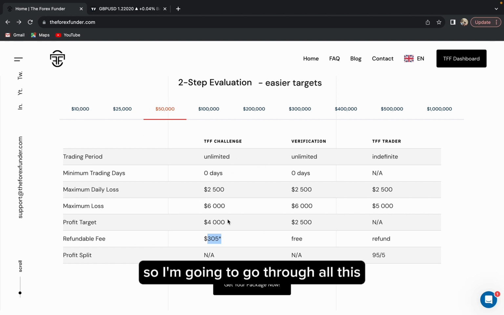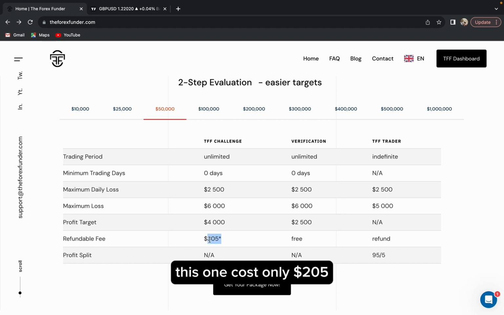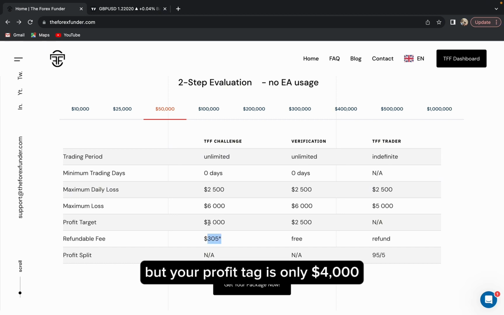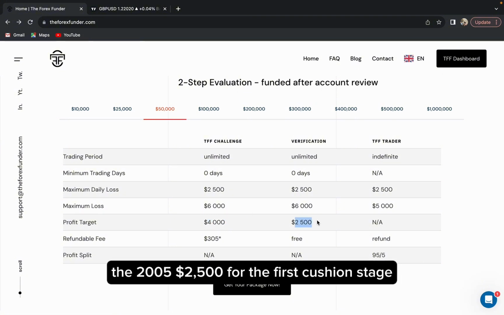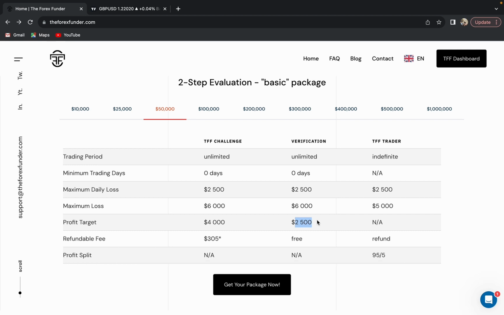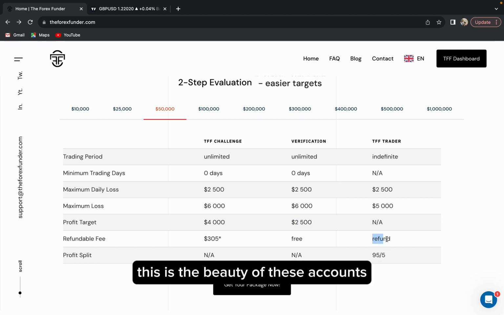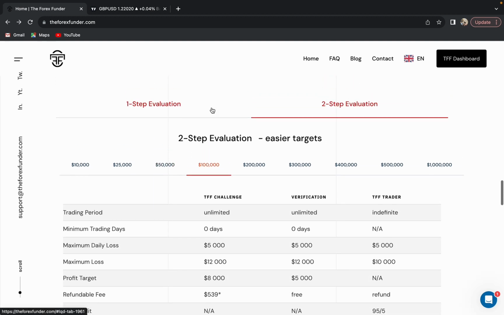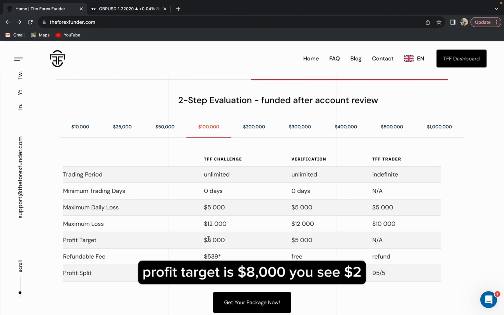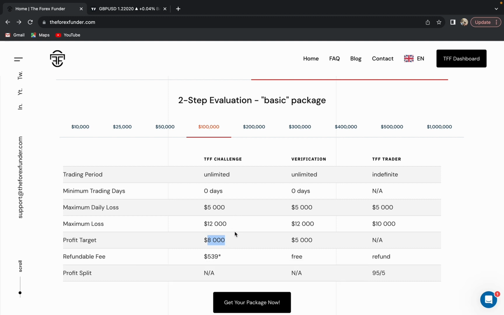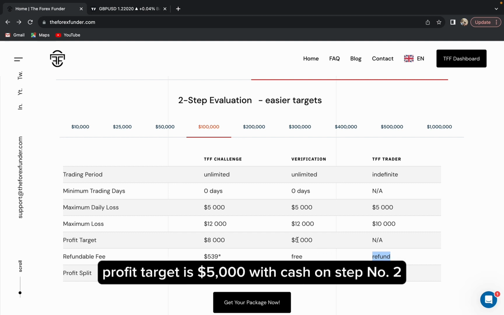So I'm going to go through all this. This one costs only $305. Your profit target is only $4,000, as you can see. Then $2,500 for the verification stage, as you can see, and your money is refunded. This is the beauty of these accounts. Then the other account is the $100,000 account, which costs only $539. Profit target is $8,000. You see, traders, your money is refundable. Then here the profit target is $5,000 for verification step number 2.